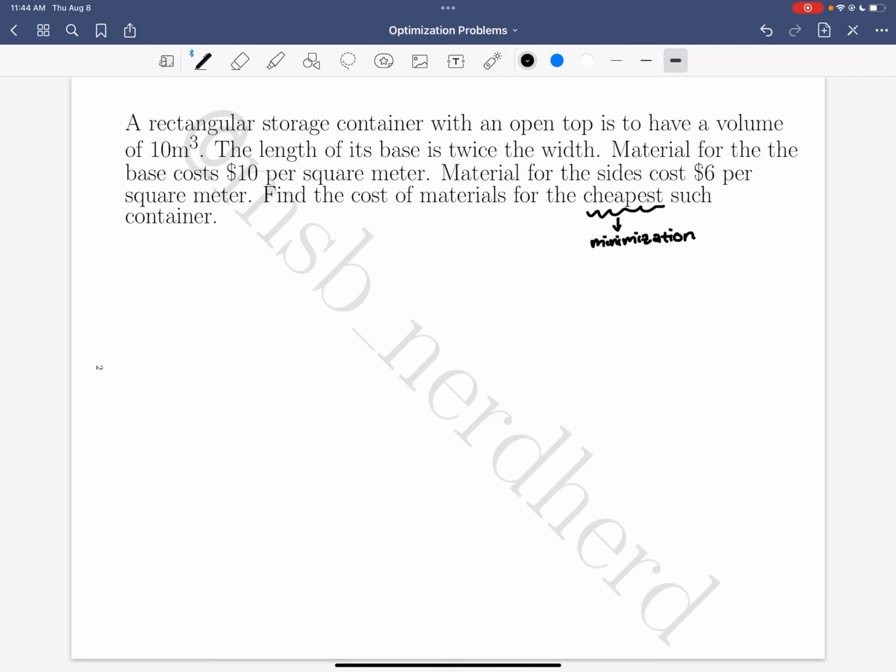The first piece of information is that it has an open top. So it looks something like this.